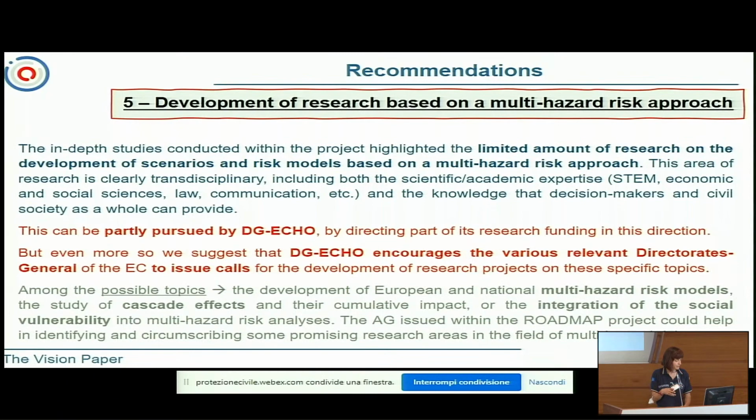So we think that closing this gap could be pursued by DG ECO, in part by directing the research funding on this topic, but also, if it is possible, we discussed this yesterday, by encouraging the other directorates-general to issue calls on this topic. This is a suggestion of a general research perspective that could be declined in possible topics like multi-hazard risk models, cascade effects, intergenerational social vulnerability, and so on. There are several possibilities to approach this topic.